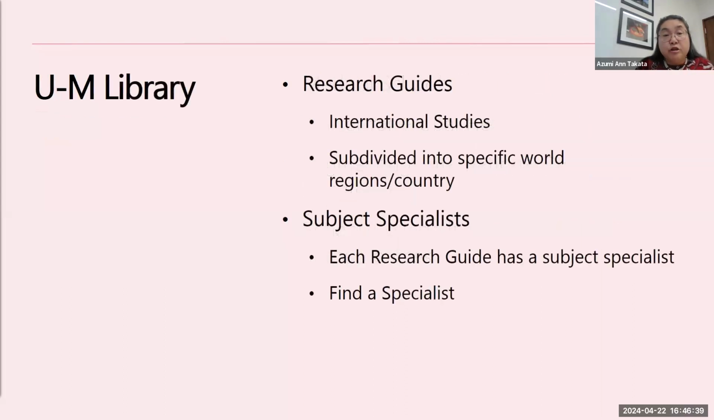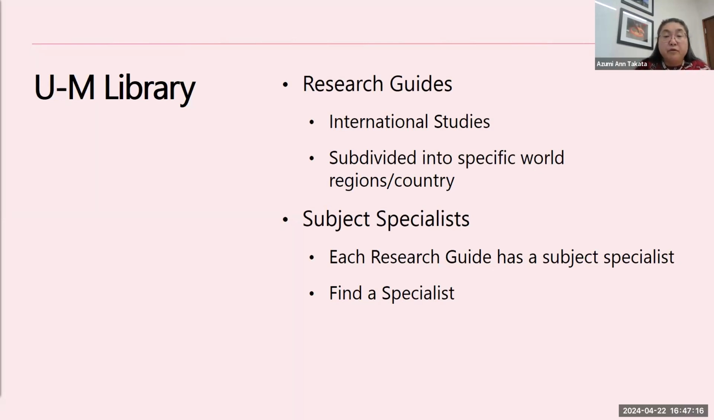I also want to mention the U of M library. Our library is a great resource. On the online library webpage, there are research guides that are fairly concise summaries and introductions of how to get started in a particular field. There's a research guide in international studies. There are also research guides that are subdivided into specific world regions and countries.